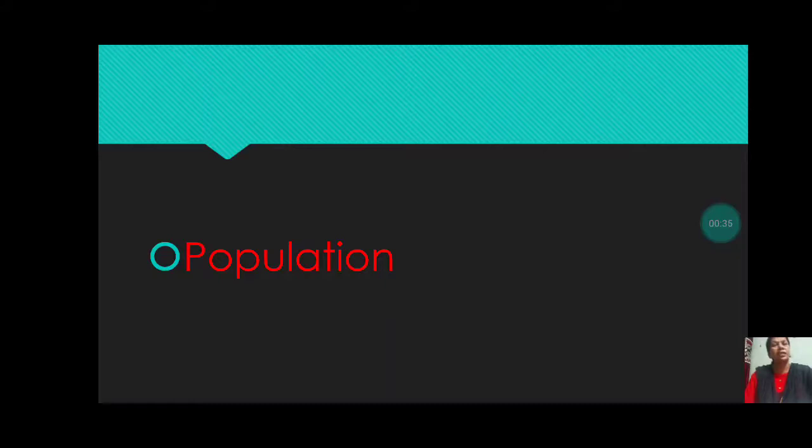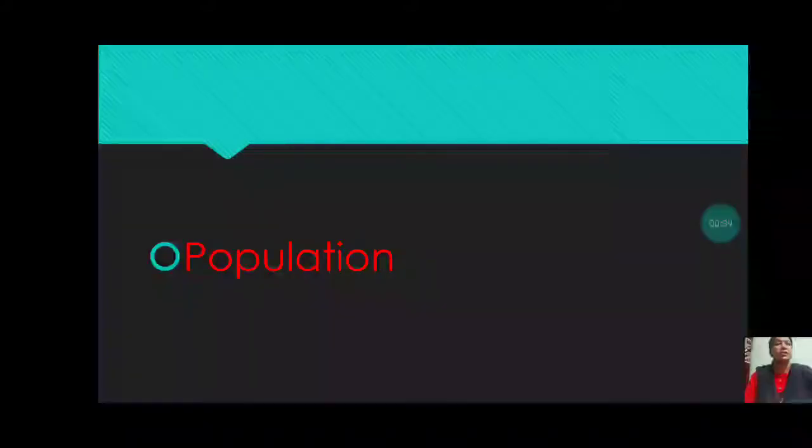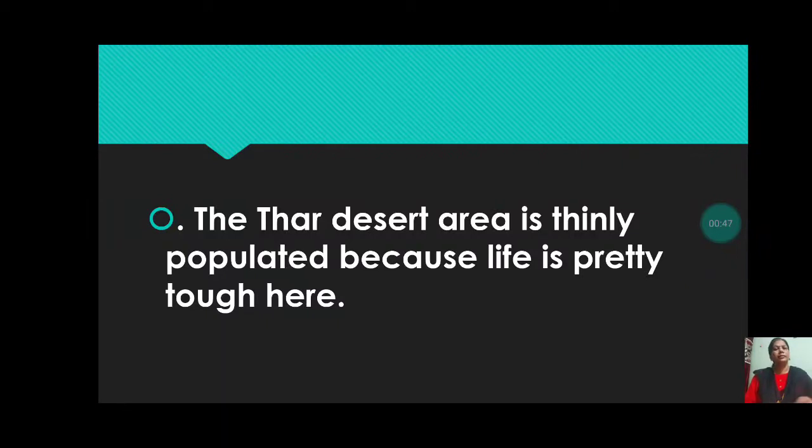How densely or scarcely populated is this area? So we will study about the population of the Thar desert. The Thar desert is a hot desert where there is less rainfall and very high temperature. So the Thar desert area is thinly populated due to these reasons, because life is pretty tough here. Here we can find very high temperature and scarcity of water and vegetation.